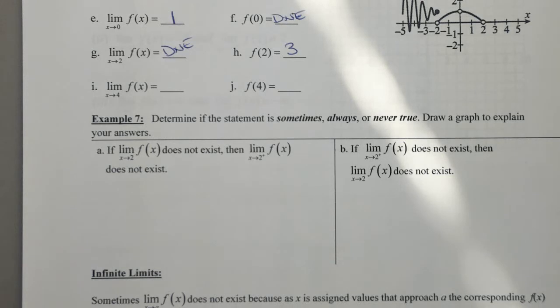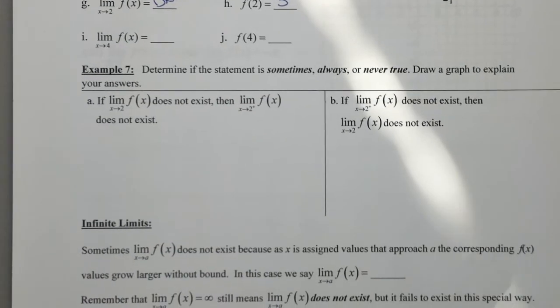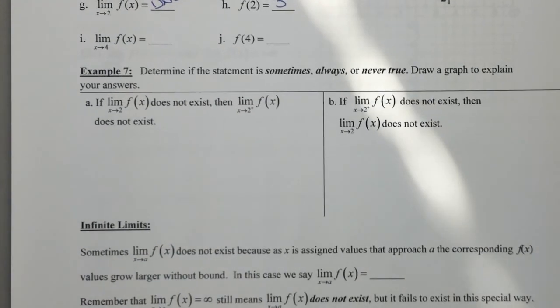I know that some of us, including myself, do not like these, but determine if the statement is sometimes, always, or never true, and then draw a graph to explain your answers. So we need to think conceptually about what is happening with the definition of a limit. It says if the limit as x approaches 2 of f of x does not exist, so the limit doesn't exist, then the limit as x approaches 2 from the right doesn't exist. So is this sometimes, always, or never true?